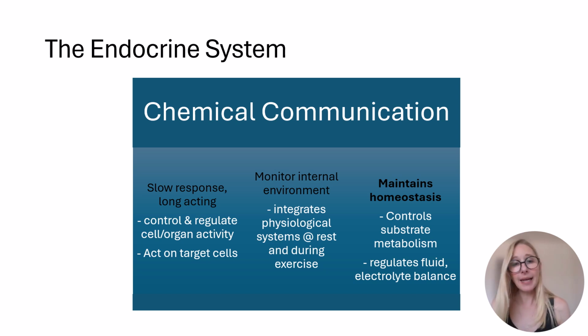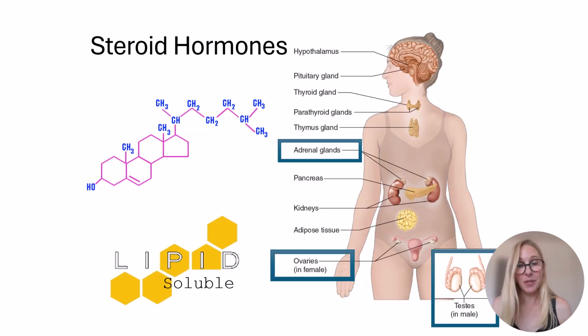So again, key highlights: unlike the nervous system, we're going to see the endocrine system using chemical communicators, typically taking a little bit longer periods of time. It's going to help us monitor our internal environment and regulate homeostasis. Typically it takes longer to take effect, but those effects are longer lasting, and it can help us regulate during rest and exercise.